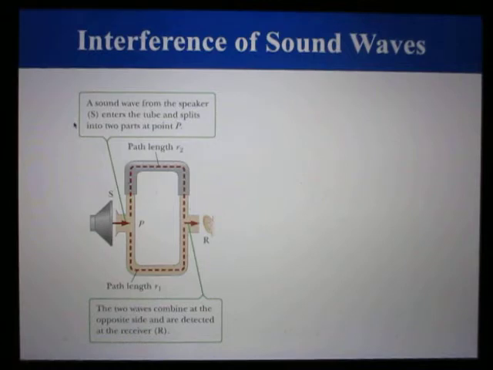loud sound. If we adjust the upper path so that it is one full wavelength longer than the lower path, we again get constructive interference. From this, we can conclude that if the path difference is zero, or some integer multiple of wavelengths, then constructive interference occurs. This can be depicted mathematically as shown.